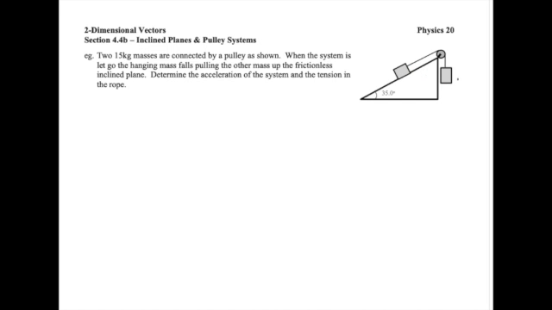So let's start with the hanging mass. If I look at this mass that's hanging down, I have a force of gravity pointing down, and because it's moving downwards, that has to be my larger force. I'll have a tension force that's pulling up, and the net force, because it's moving down, is going to be downwards. So we can do our net force equation there. This is for the hanging mass.